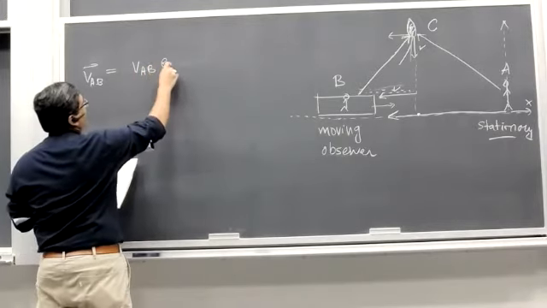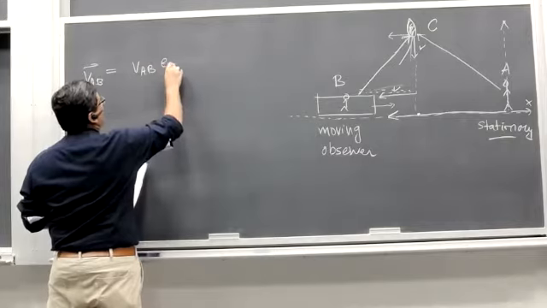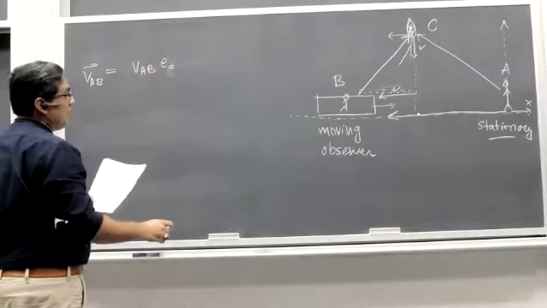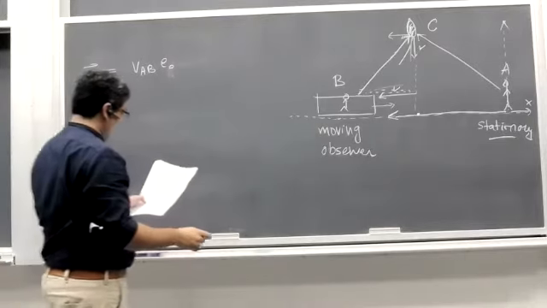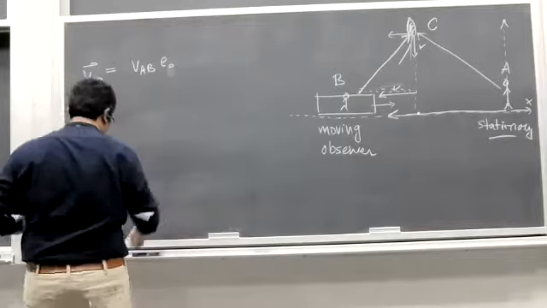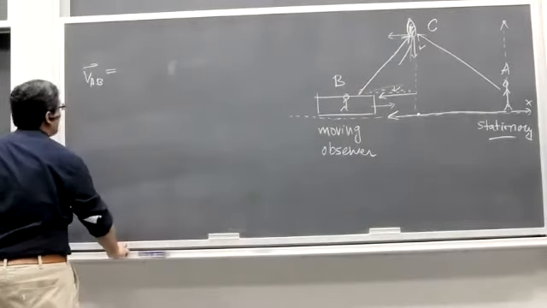VAB scalar, EX. No, sorry. Shouldn't be like that. I think I have made a mistake with the labels. Anyway, we should do that according to these labels. So what would be VAB?